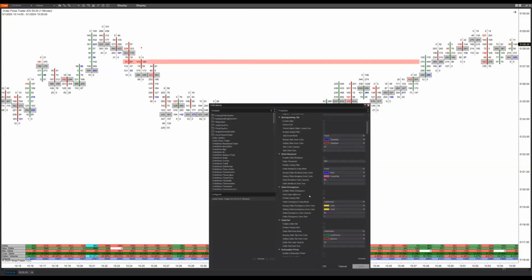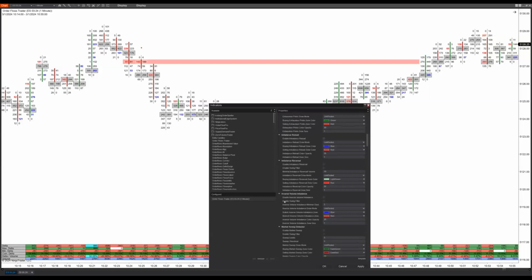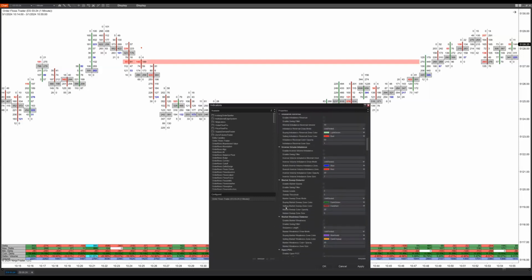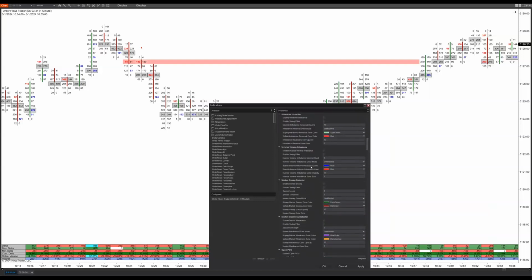Next one, just move along here. So I'm trying to go quickly because I don't want to keep everyone on a Friday afternoon. Okay, so that's imbalance reload. Imbalance reversals, existing one, inverse volume imbalance, market sweep detector, market weakness detector. Now we've added swing filters to all of these.